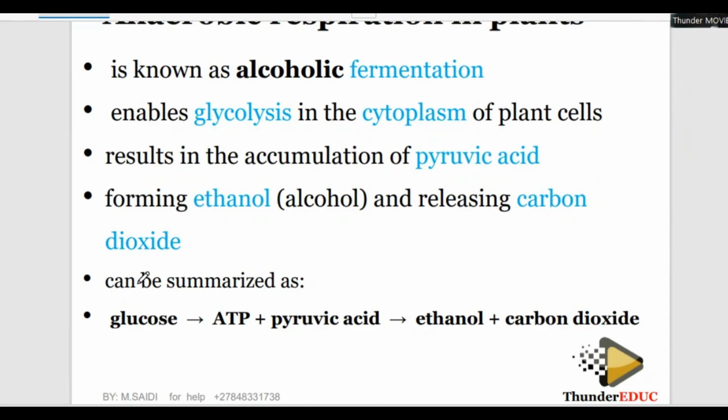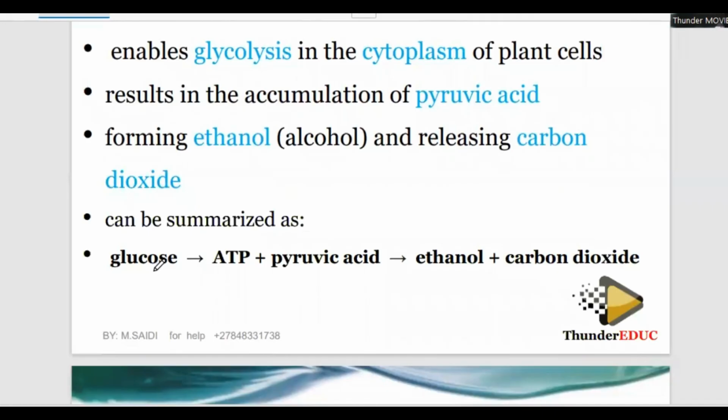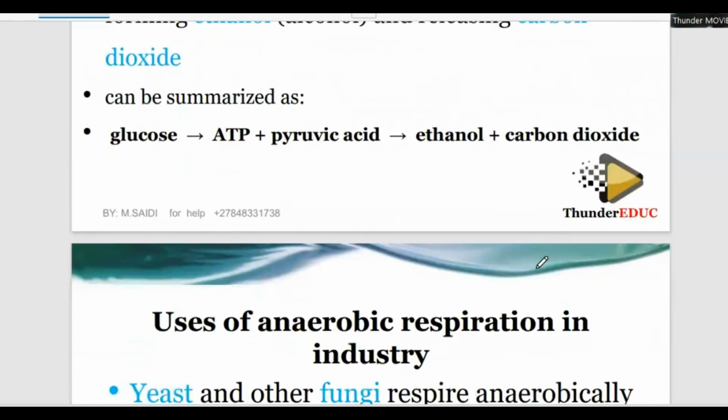So we are saying that it can be summarized like this: glucose gives you ATP plus pyruvic acid. The pyruvic acid, or the pyruvate, sometimes we call it pyruvate, is converted into alcohol and then carbon dioxide. Hence, you have the alcohol in the dirty thing you are trying to drink. So the alcohol is there. However much it could be, the percentage is a little bit smaller due to less separation of this alcohol from other residues.